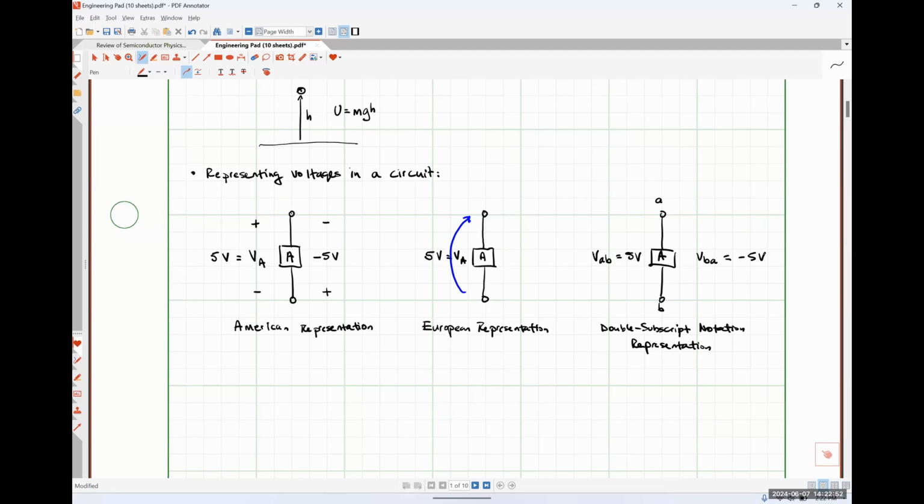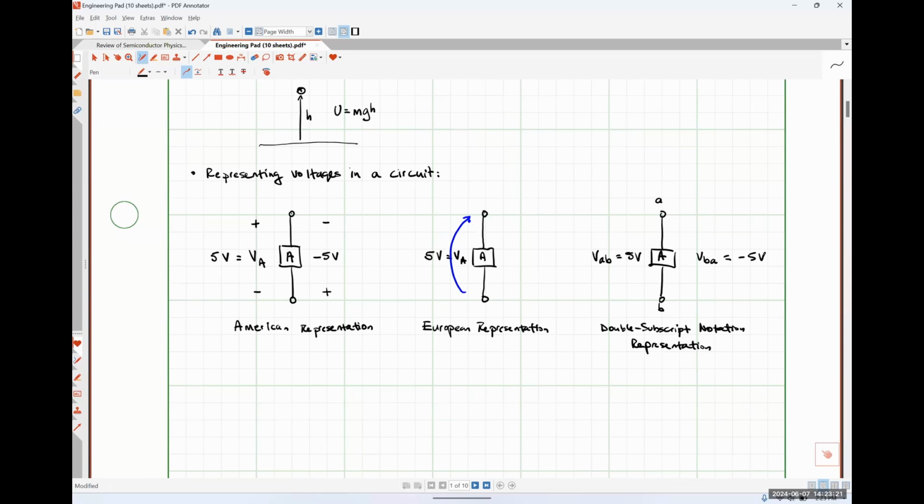Okay. So these are the 3 different ways that we might see voltages represented in a circuit or on a schematic diagram. In this class, 95 or more % of the time will be the American representation, but every now and then, particularly when we get to nodal analysis and maybe a couple other things, we might see the double subscript notation used as well.